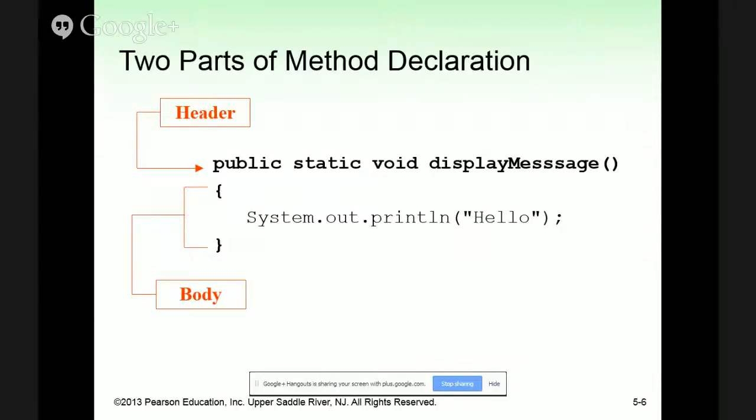So here's an example of a method declaration. Here's the header. Public static void should look familiar to us. Again, void means this will not return a value. We'll talk more about what public and static mean in a moment. displayMessage is the name of the method. Note the camel case convention here.